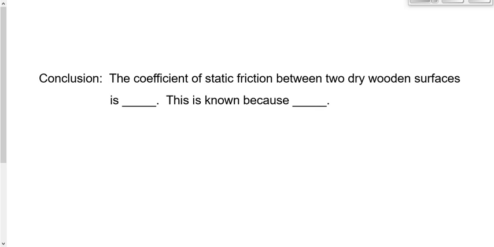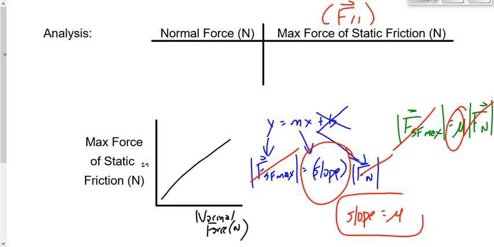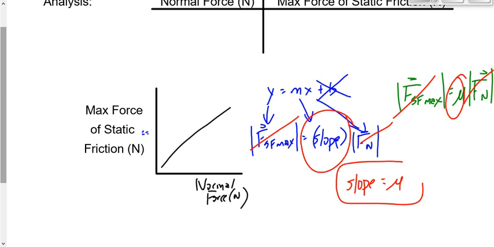The coefficient of static friction between these two dry wooden surfaces is probably going to be in the range of what? 0 point something, yeah. We don't know exactly, but it's probably going to be 0 point something. If you get 7.3, you are wrong. So try again. It could mean that you've just done some kind of unit conversion wrong or something like that. Briefly describe how you determined what that coefficient of friction was. Basically, you could say it's the slope of the max force of static friction versus normal force graph.